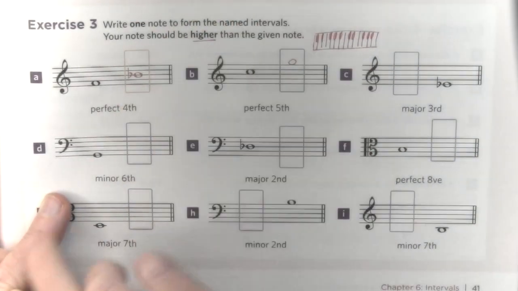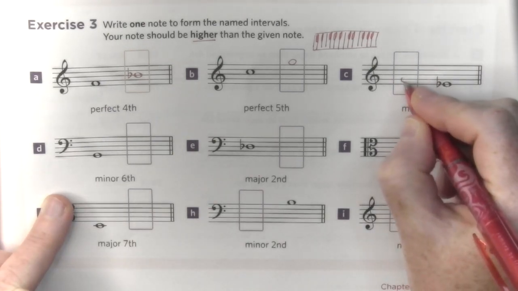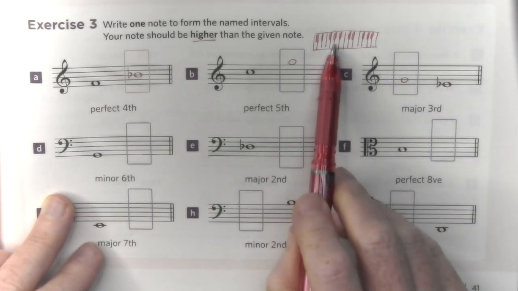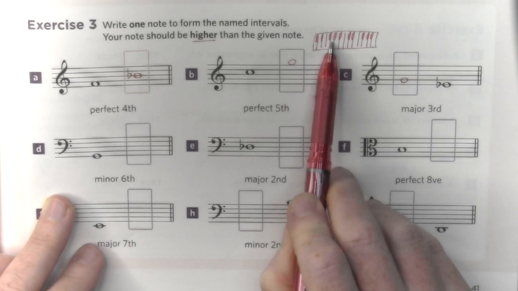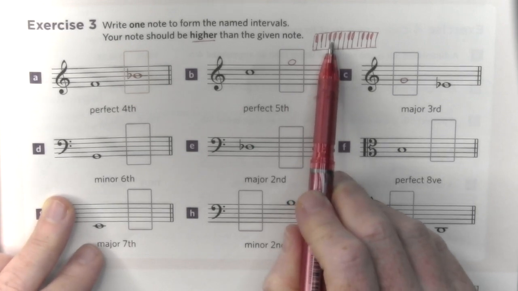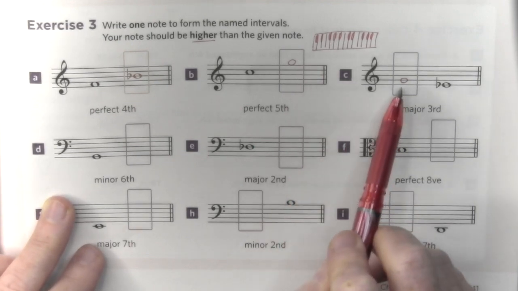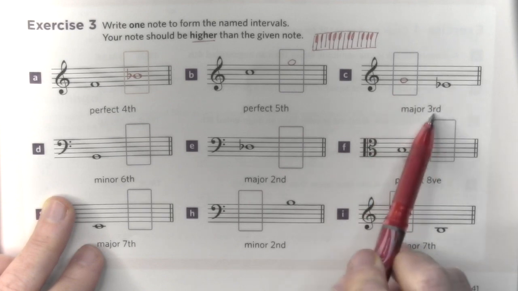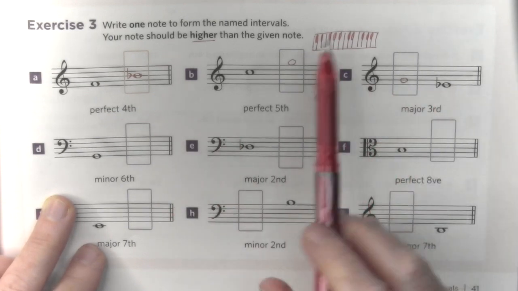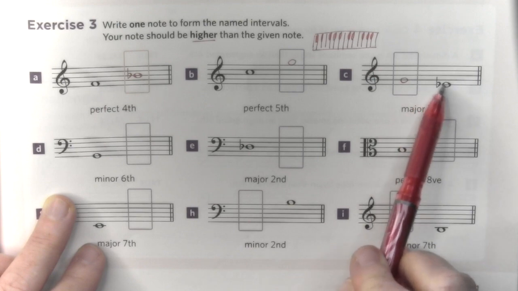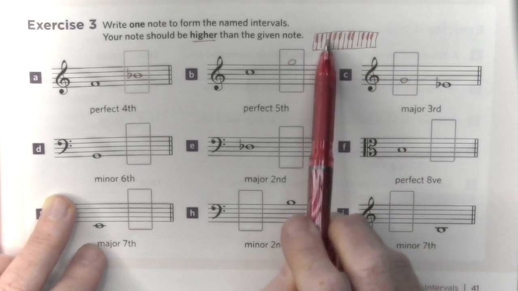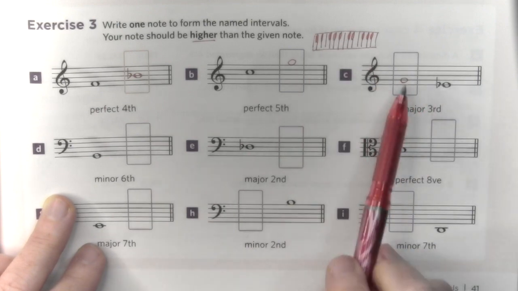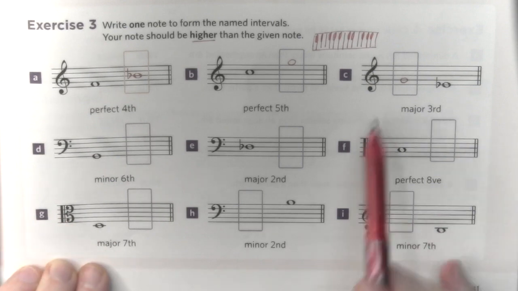Mi, fa, sol, G. Why am I saying this? Because this note could be fa double sharp, A double flat, but we need to call it G because otherwise it's not a third, but it's a fourth, it's a second, and so forth. So mi flat, 1 and 2, 2 tones. That's it, G.